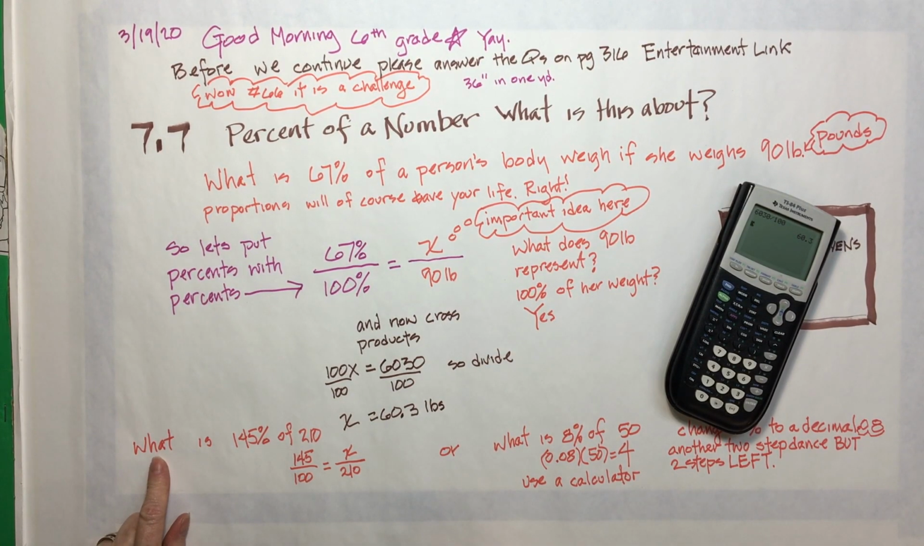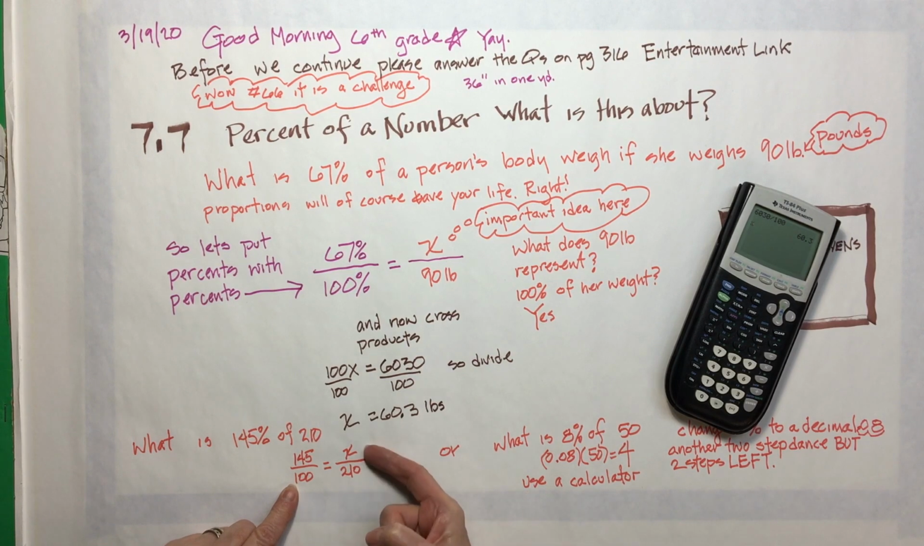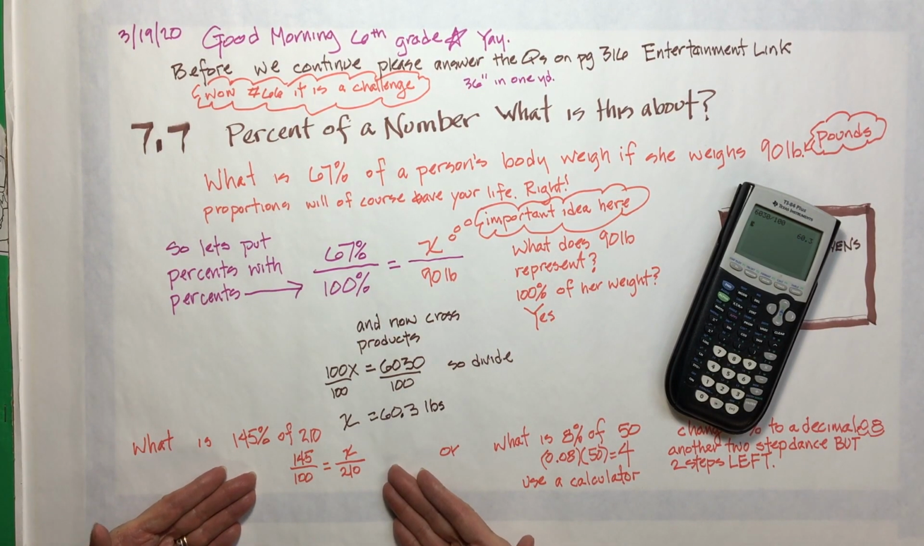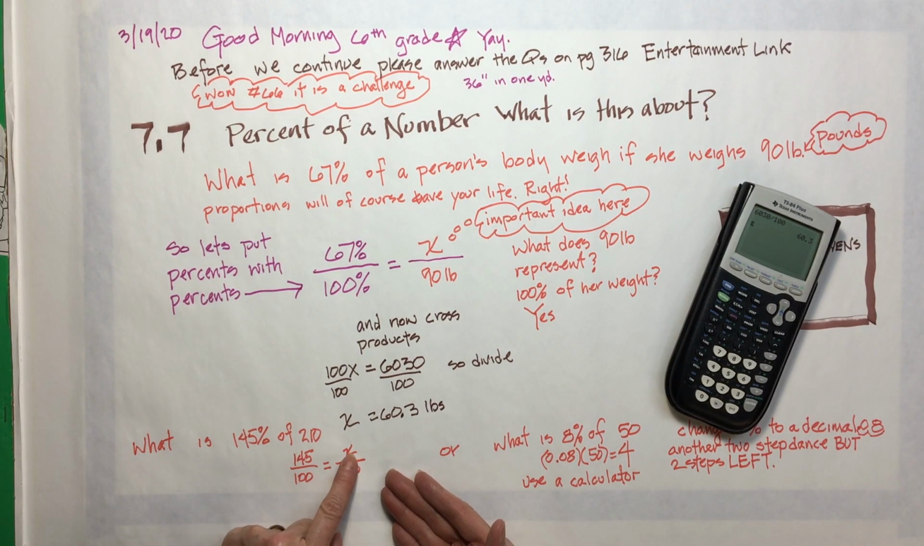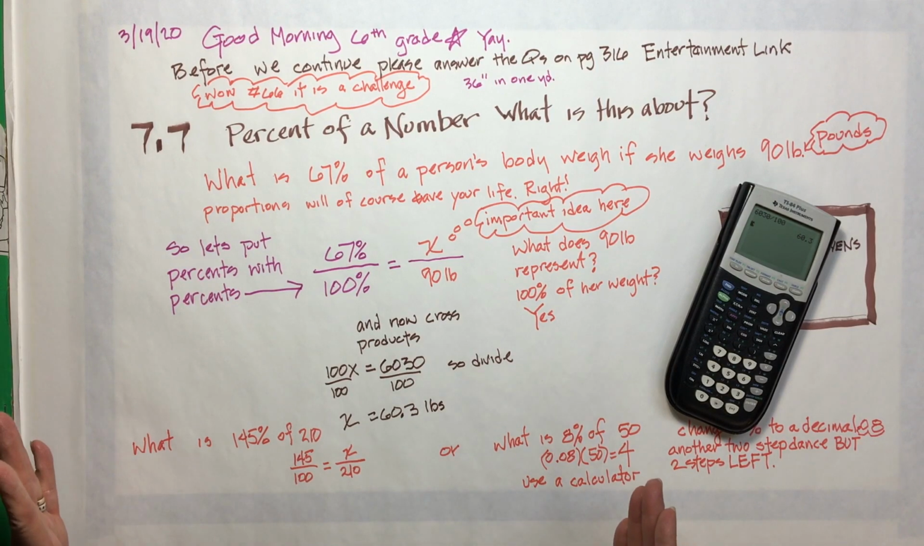But what about this one? What is 145% of 210? 145 over 100, and then x over 210. If I'm doing this correctly, my x should be more than the 210, right? Because this is more than 100%.